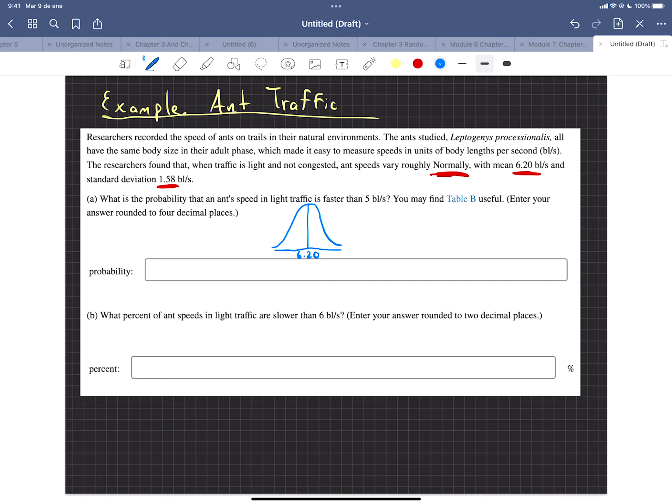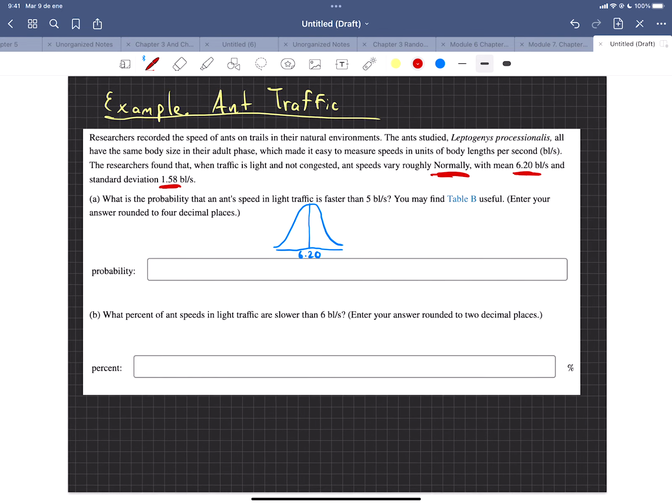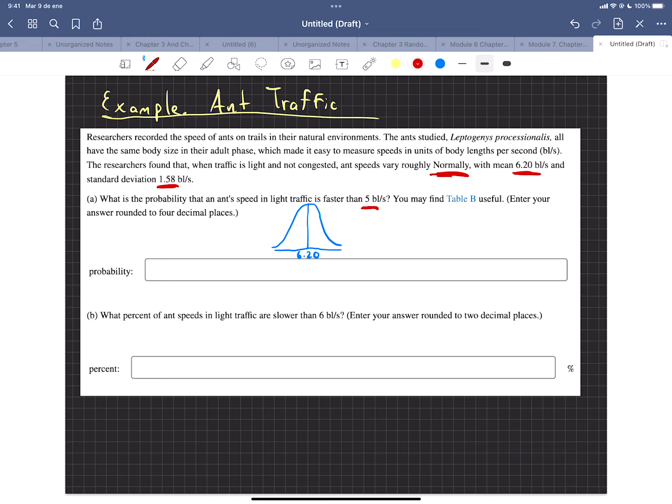Now, the question in part A is faster than 5. Notice that 5 is to the left of 6.20 because it's less. So it must be at some point here. I'm only doing a sketch. I'm going to do it here, 5. That okay? So what is the probability that an ant's speed in light traffic is faster than 5? We're looking for all of this area.